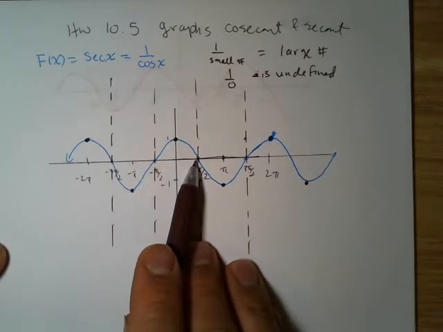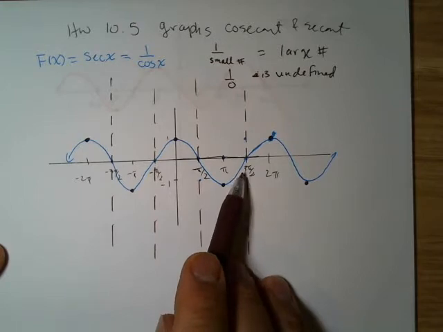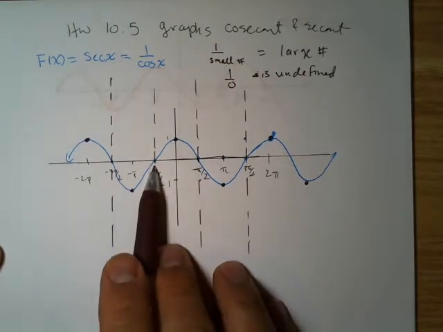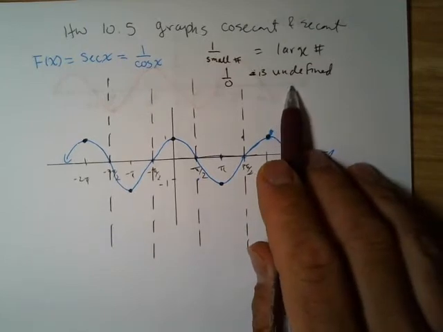is that the space between these asymptotes is pi units. To get from pi over 2 to 3 pi over 2, we add a factor of pi. And the same thing from pi over 2 to negative pi over 2, we subtract pi. But they're each spaced pi units apart. So that's where this 1 over 0 is undefined.